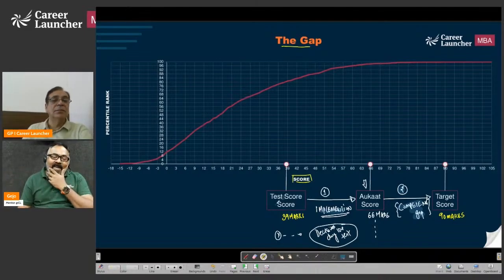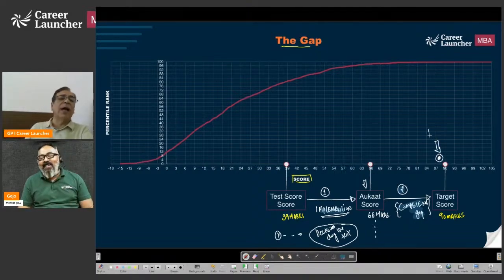I'm very, very certain that usually the औकात score will be very close to this. In fact, for many students, the औकात score is higher than the target score. In some cases, it will be here. Okay? So ultimately, where is the story?